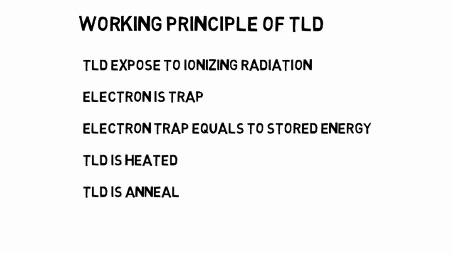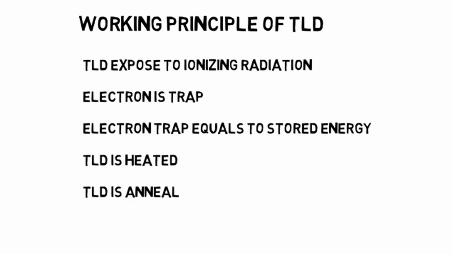Step 4. The crystal is then heated, where the trapped electrons return to the ground state and emit photons of visible light. The light emitted is counted by a photomultiplier tube. The amount of light emitted relative to the temperature is known as the glow curve, and from the curve we can determine the dose. And finally, step 5.